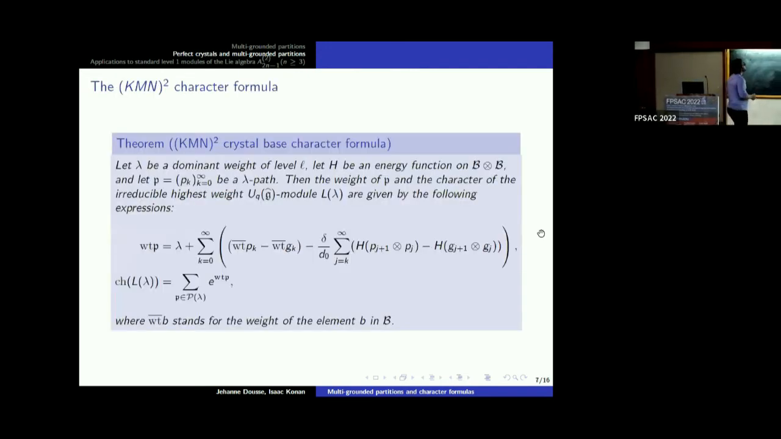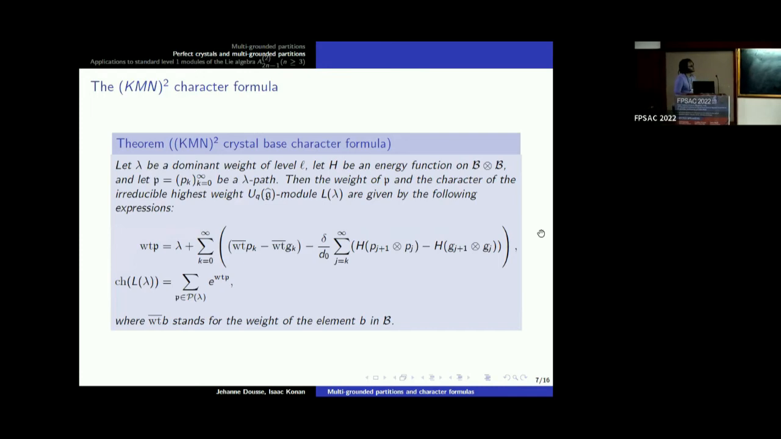Okay. So the KMN character formula. What is the KMN for? It's 6 authors, and two of them have the first names beginning with K and M and N. But it's better than that, it's the 2 first letters of each name. So that's quite interesting. Maybe we can rename it.